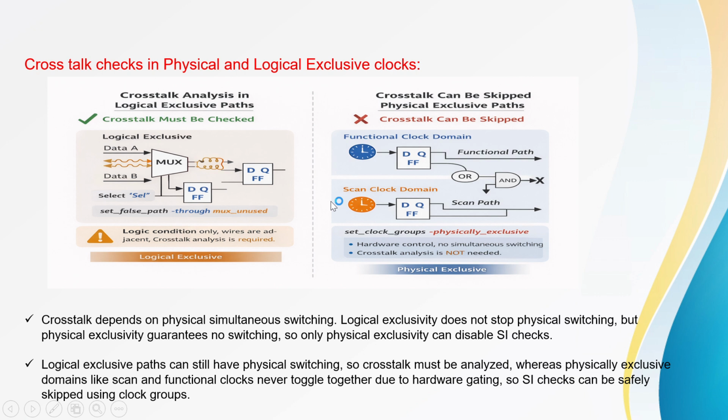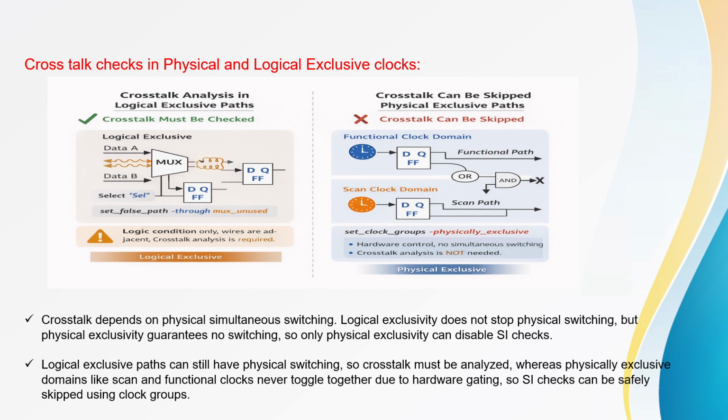In a physical exclusive clock, one clock is off when the other is on. So no simultaneous switching happens, and coupling effect is impossible. That's why crosstalk checks can be safely skipped here.